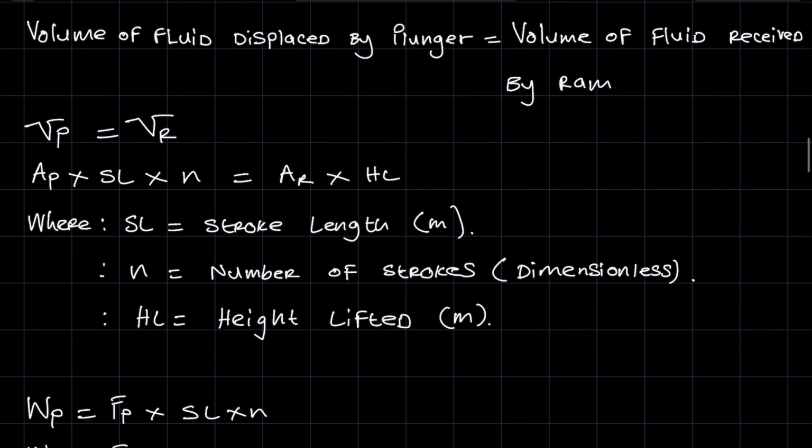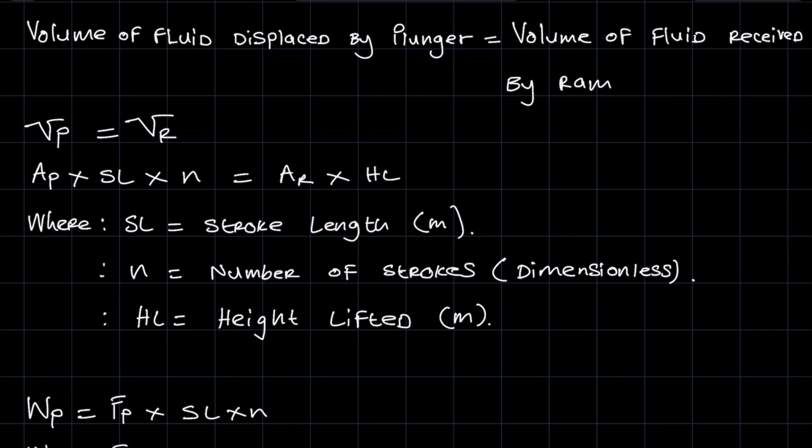Now, what is Vp equal to and what is Vr equal to? Vp is equal to the area of the plunger times the stroke length of the plunger times the number of strokes. So the number of strokes it takes to displace a certain volume of fluid from the plunger to the ram.